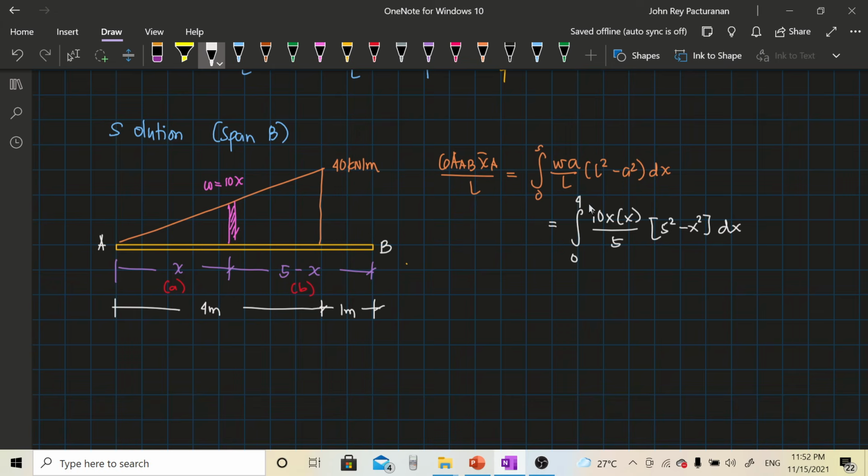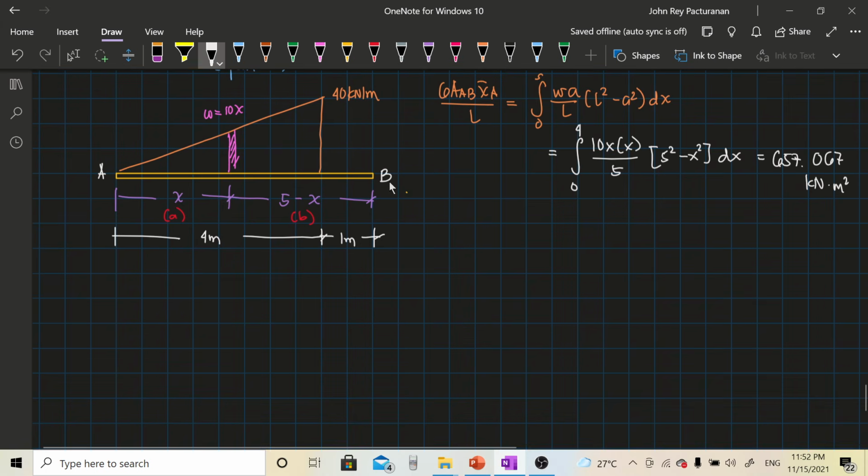Uulitin ko, no, kasi baka yung iba nalilito, sir, bakit 4? Kasi nga, di ba, the beam or the load lang is applied for 4 meters only. Okay? So, I hope clear tayo doon. And our answer here is 657.067 kilonewton meter squared. Okay? So, again, ang unit nito is kilonewton meter squared, no?